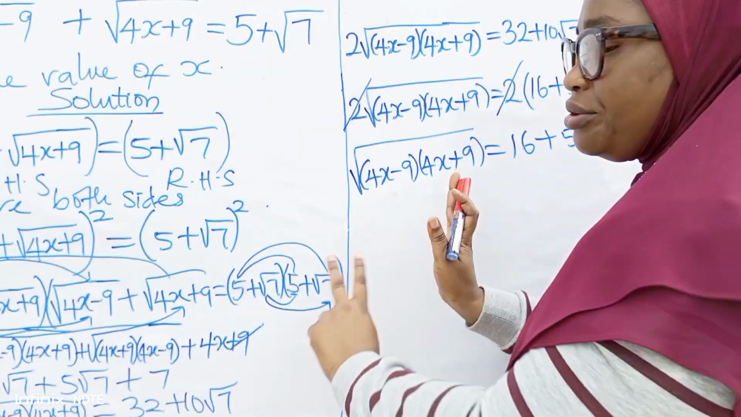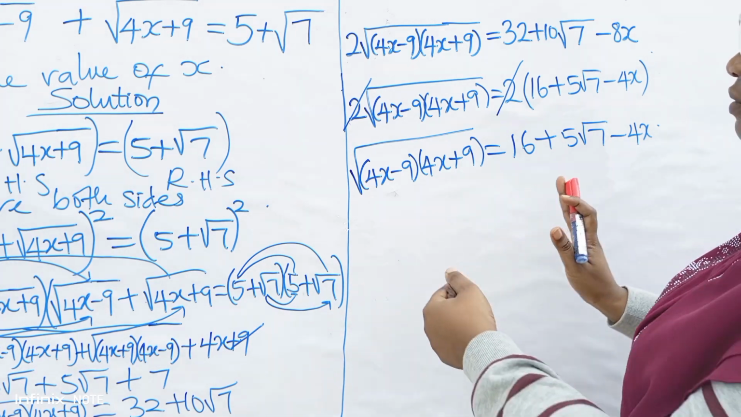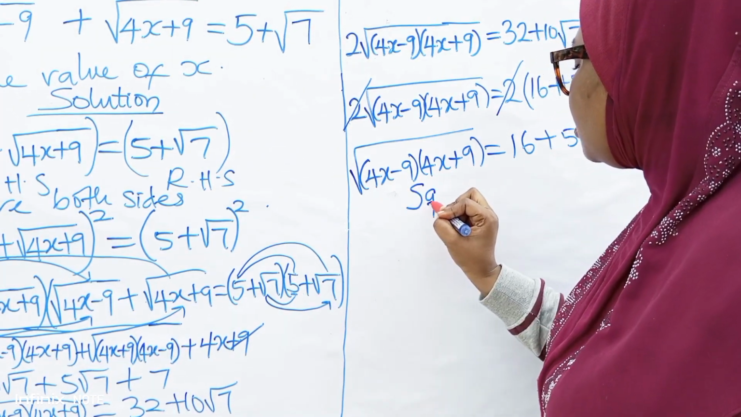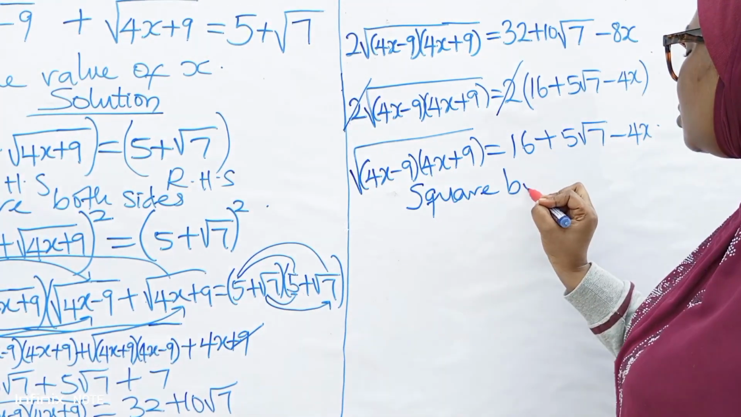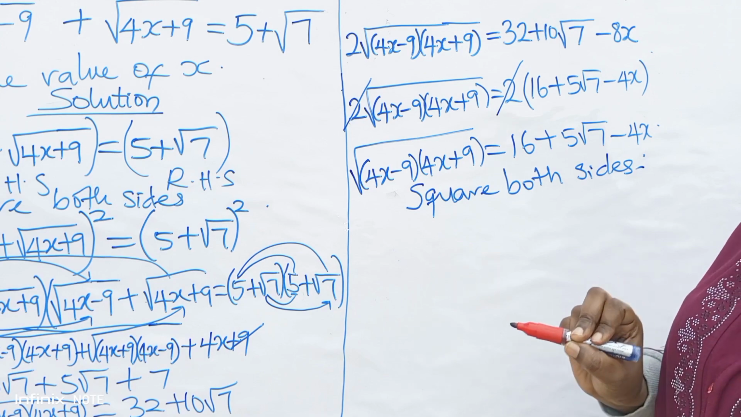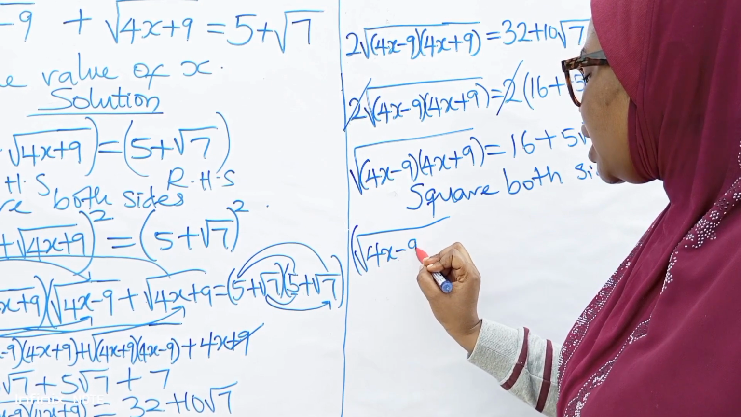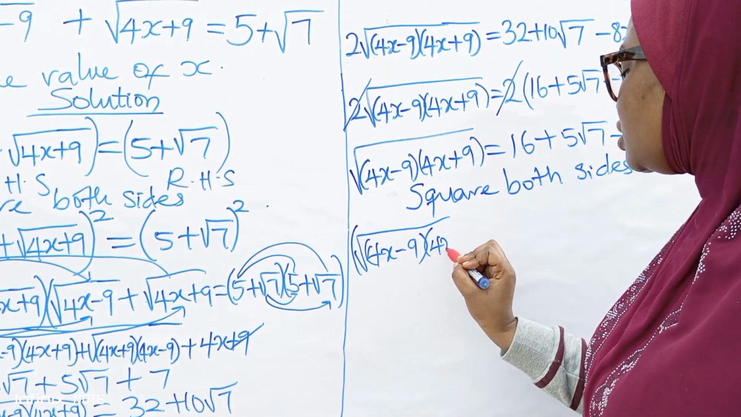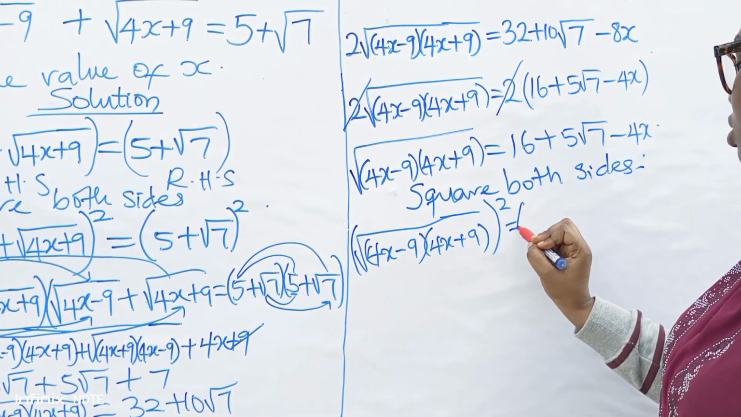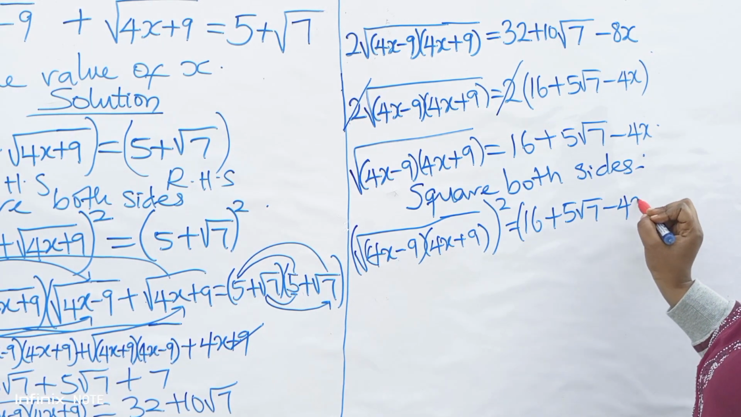I don't want square roots. I don't need square roots this time around. What am I going to do? That means I have to square both sides again. So square both sides. So if I square both sides, that means I will have root 4x minus 9 multiplied by 4x plus 9 squared is equal to 16 plus 5 root 7 minus 4x squared.